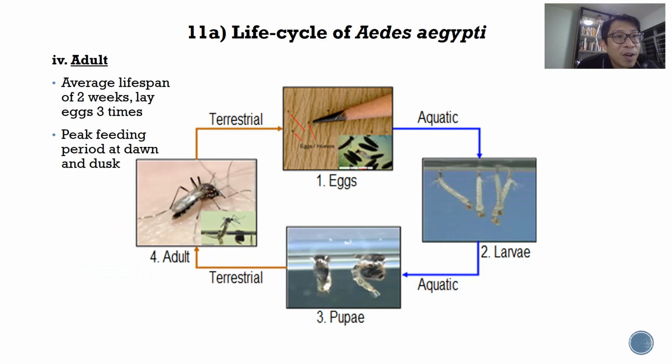All right. So for the adult mosquitoes, on average, they live for about 2 weeks and can lay eggs for up to 3 times. But with global warming, this is changing actually. They are able to lay even more eggs, or lay eggs for even more number of times because of the rising temperature, which we'll look at a bit later.